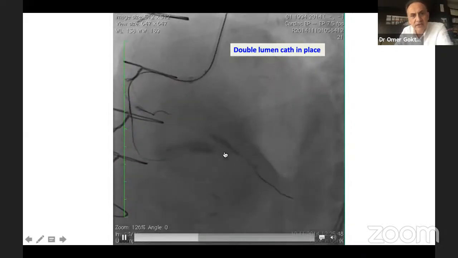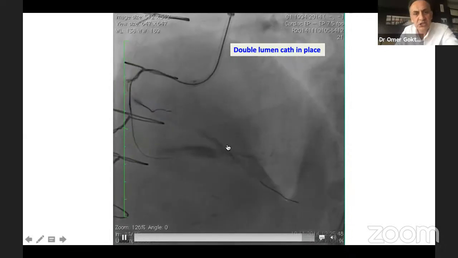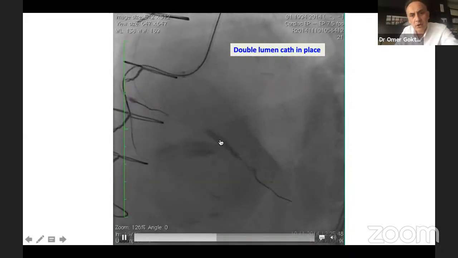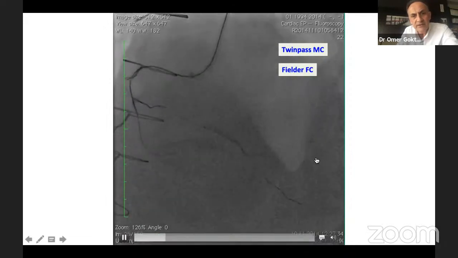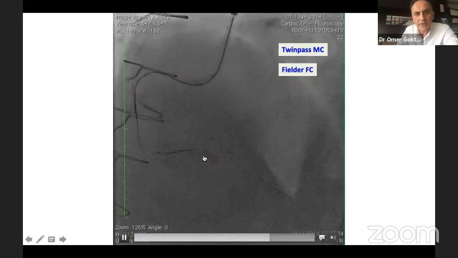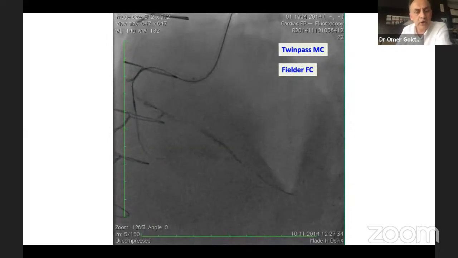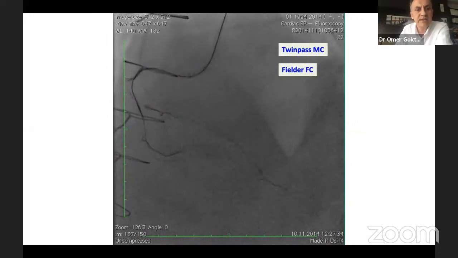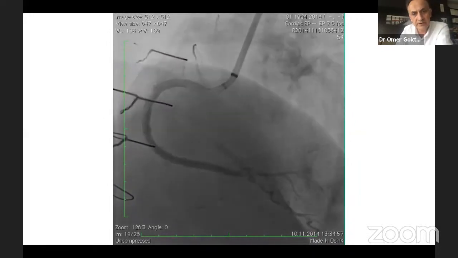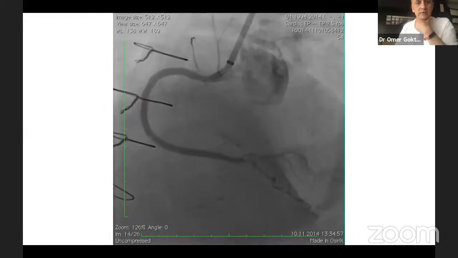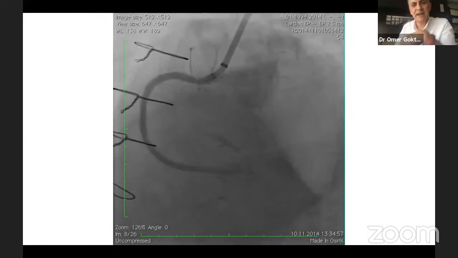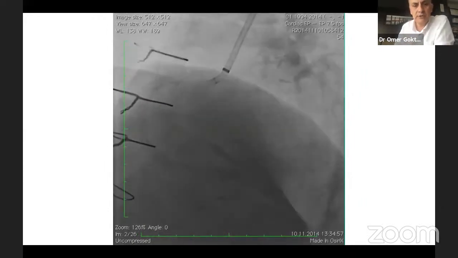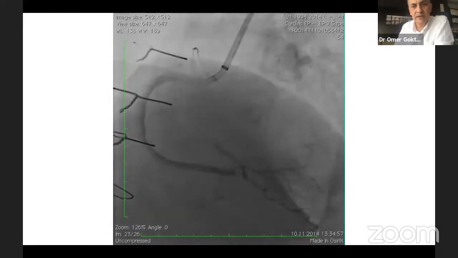In this case, again, we used a double lumen catheter, which is the Twin Pass. We sent a Fielder FC, and the Fielder FC went nicely to the distal RCA. So I think we should think about using an occluded graft, especially for post-CABG patients, in those cases if you don't have nice collateral from the other artery. This is the final result after implantation of 2 stents. The distal target is not that good, but not that bad, and I believe it will improve with time.